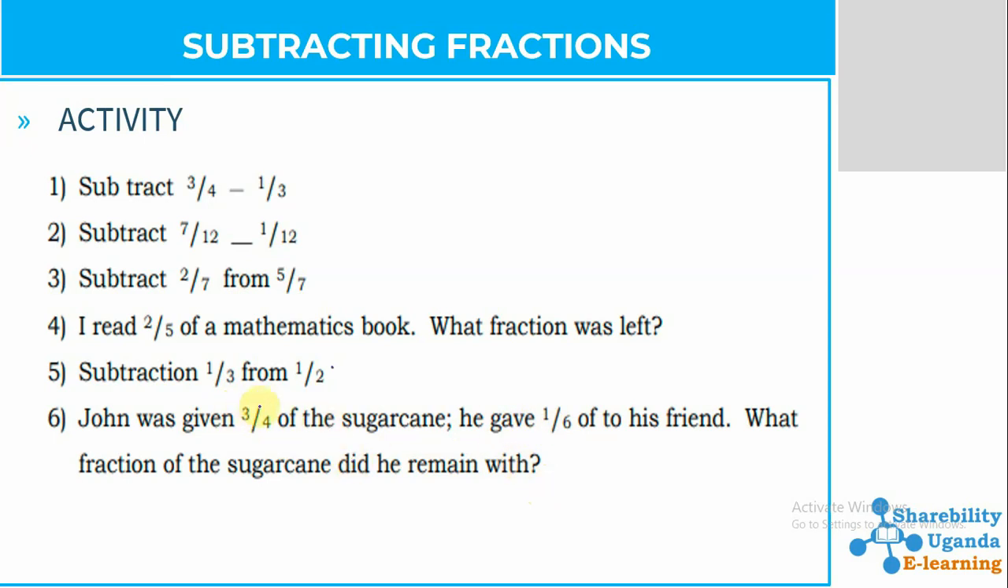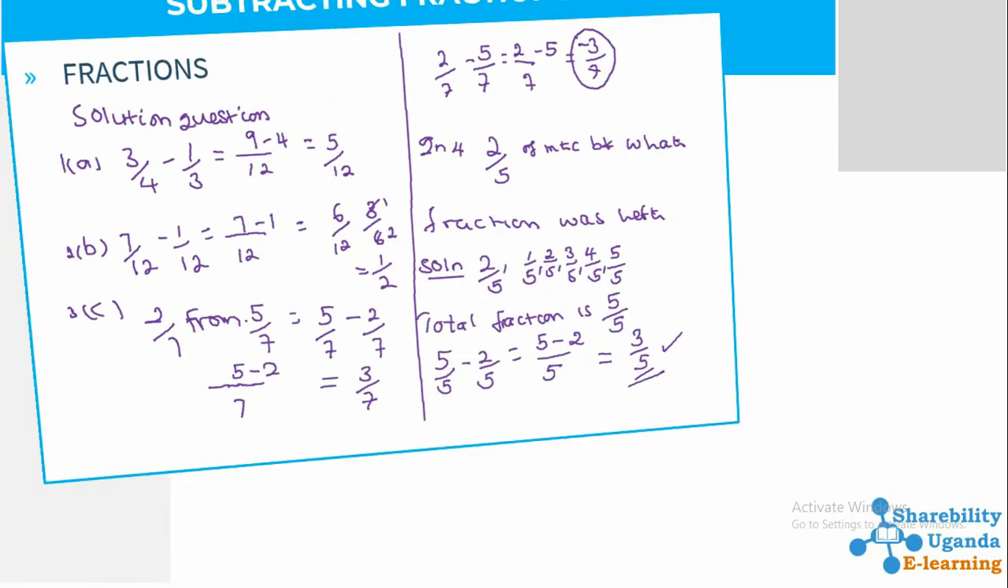He was first of all given this, 3 out of 4. Then he also gave out this. So this simply means we shall be able to look out for the fraction that was remaining. Simply saying our 3 out of 4 minus the fraction that he subtracted.